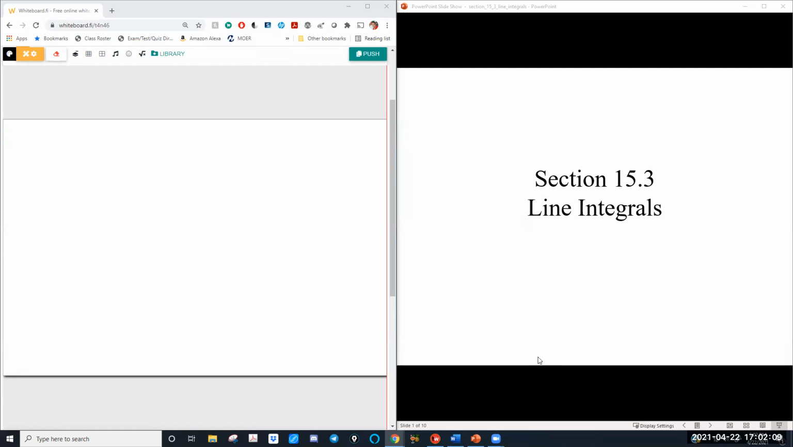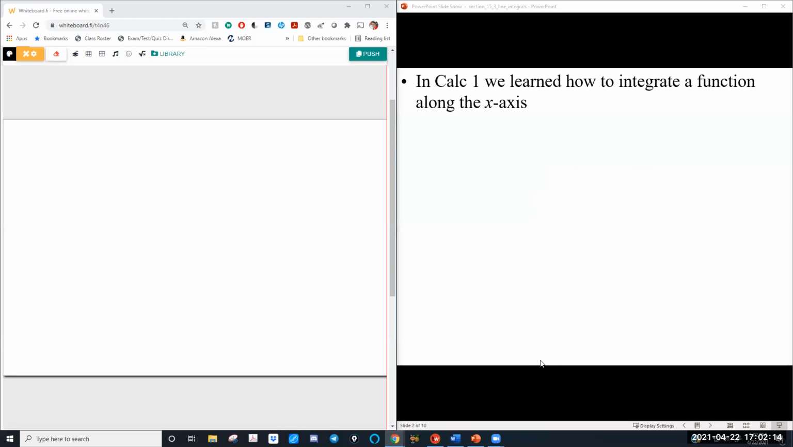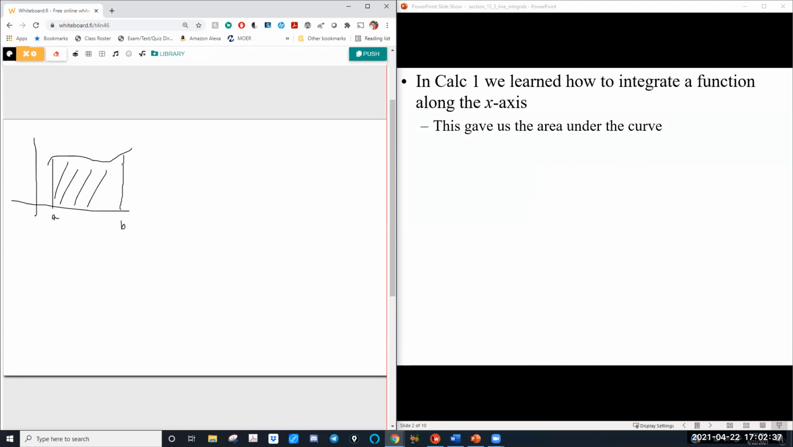So first off, in Calc 1, we learned how to integrate a function along the x-axis, right? And we talked about it in Calc 1, so this is just kind of a review. In Calc 1, when we would do the integral from a to b, that integral would give us the area under the curve. All right.